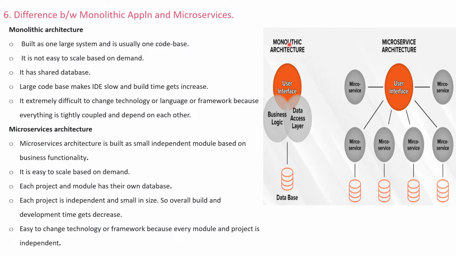So if we see here, in the monolithic architecture we have the UI (user interface), business logic, data access layer, and only one database. It is only one system. In the microservice architecture, we have the UI and microservices, all independent and separate, and each one will have a separate database.